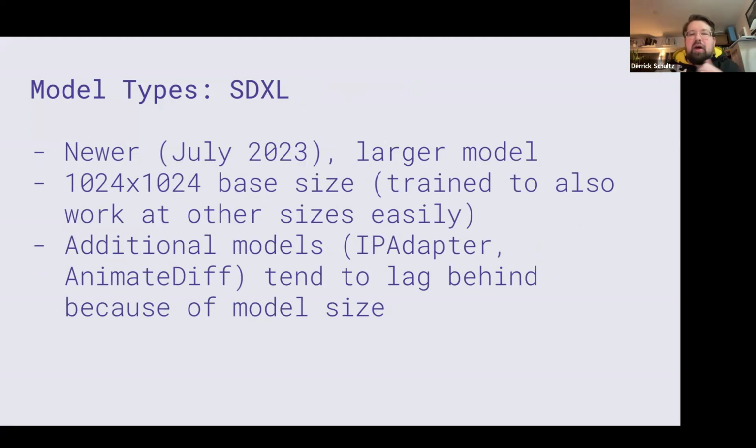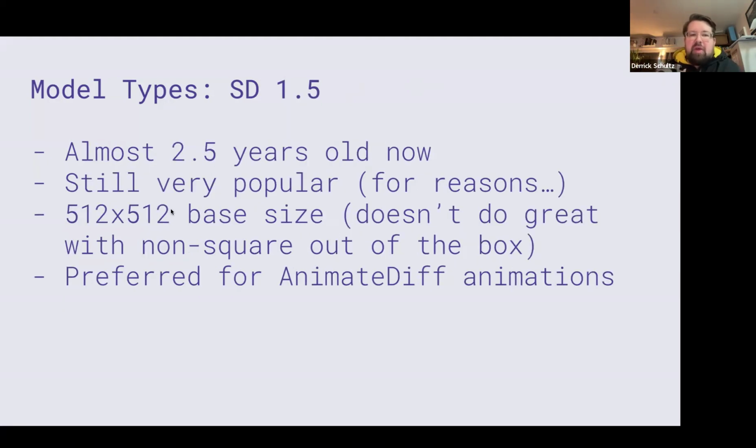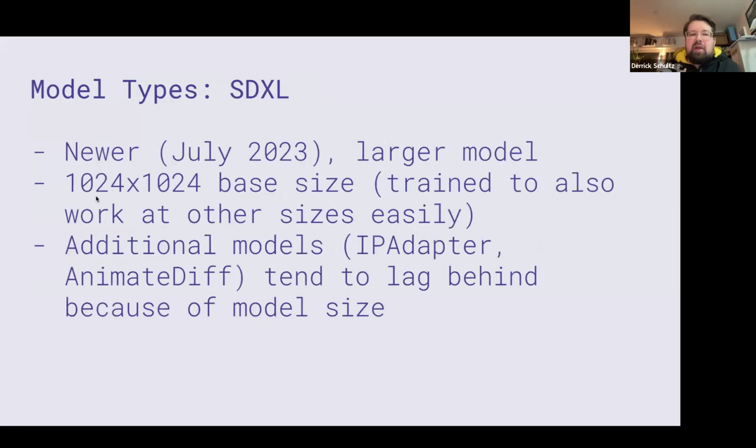I should have mentioned that SD 1.5 generates images at 512 by 512 natively. There are ways around that, but by default, it wants to generate 512 by 512. SDXL is 1024 by 1024, and it also works better at other sizes. SD 1.5 has some issues with non-square images and other things. One of the downsides, as we start to look at more tools, is that with SDXL, specifically in Animate Diff, a lot of these additional tools lag behind.